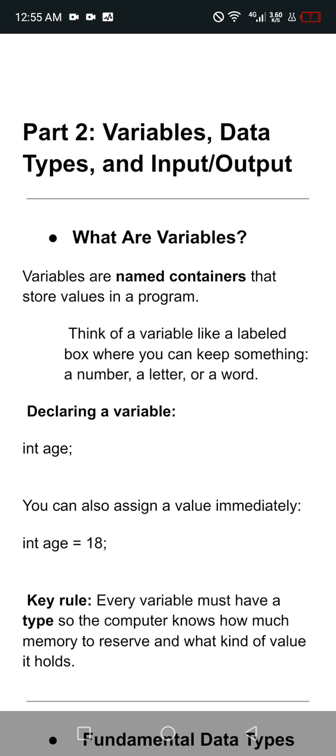What are variables? Variables are named containers that store values in a program. Think of a variable like a labeled box where you can keep something, a number, a letter, or a word.